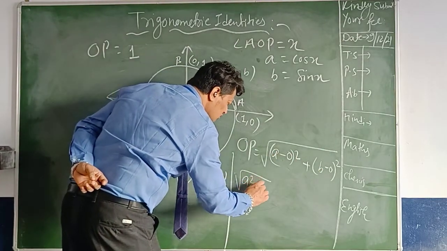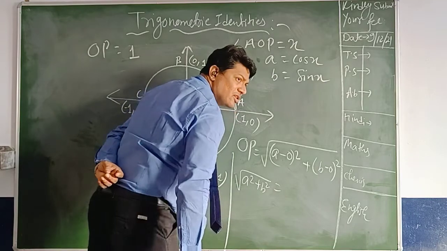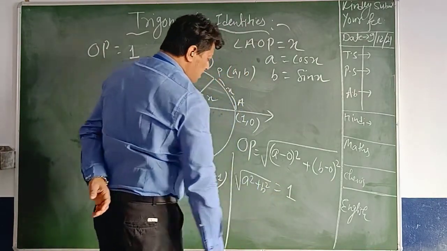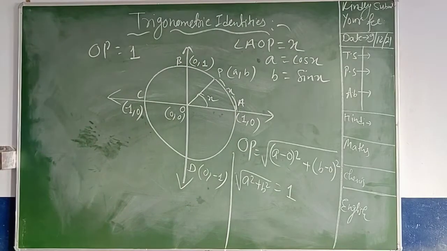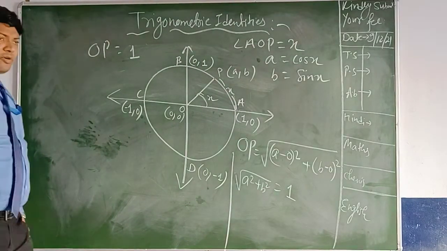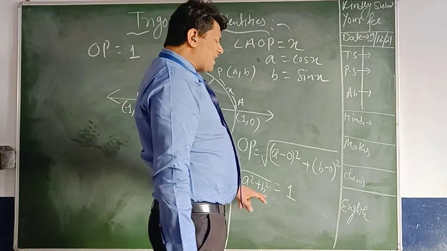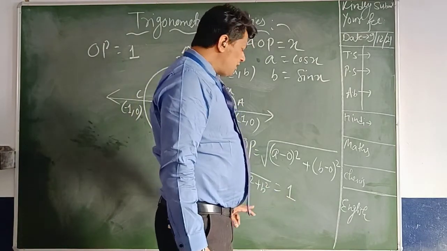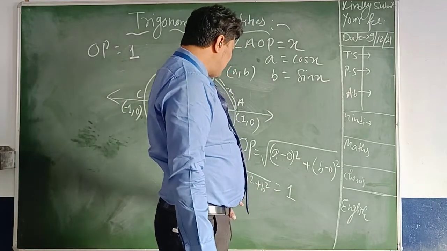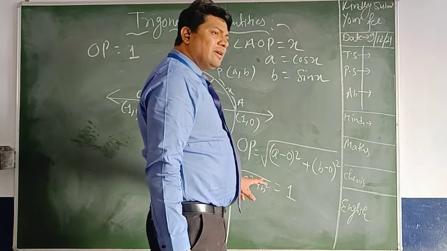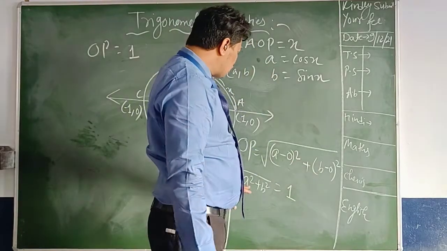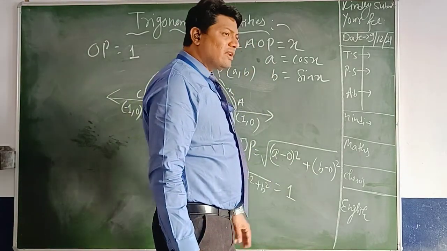Inside, you are getting a square plus b square, which is simply equal to 1 because OP is equal to 1. Now root of a square plus b square equals 1. If you square both sides, the root will be gone, and 1 square is always 1. Is it clear? So you will get a square plus b square equal to 1.